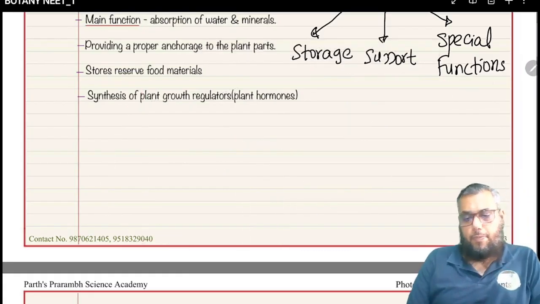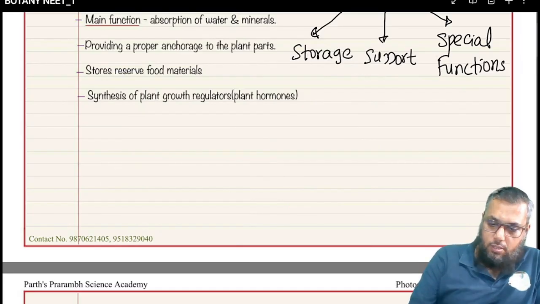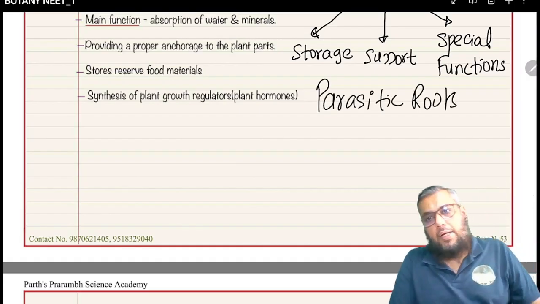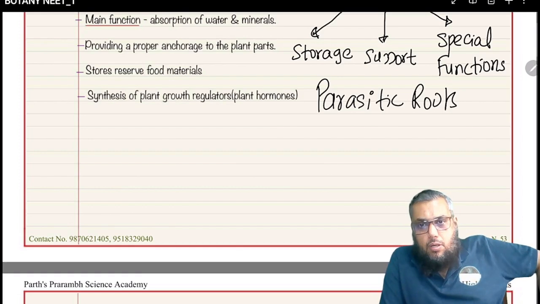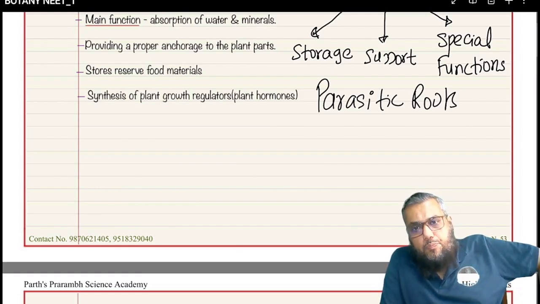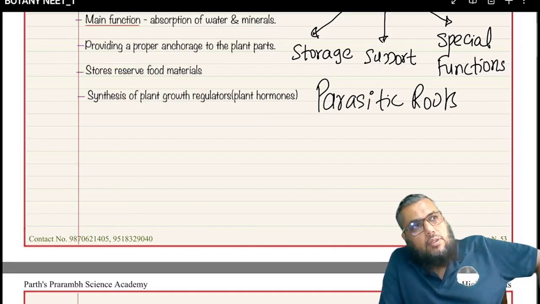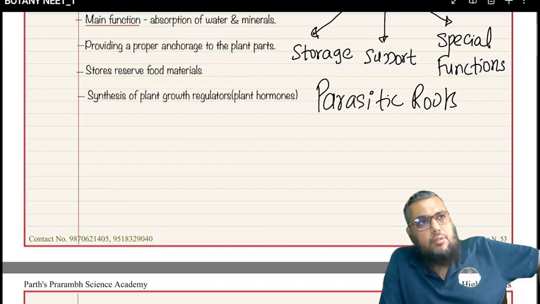Another special function is when you see parasitic roots. Sure. Parasitism is a condition where one organism derives nutrition from the other organism as well as stays with that organism. तो यहाँ पे क्या होता है पैरासिटिज्म में? फ्री लॉजिंग रहना, फ्री फूड मिलता है. इसलिए आप देखो कि अमेजिंग बात यह है कि सारे किंगडम्स में पैरासिटिज्म मिलता है.